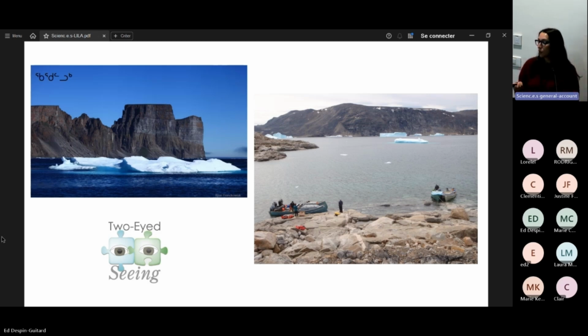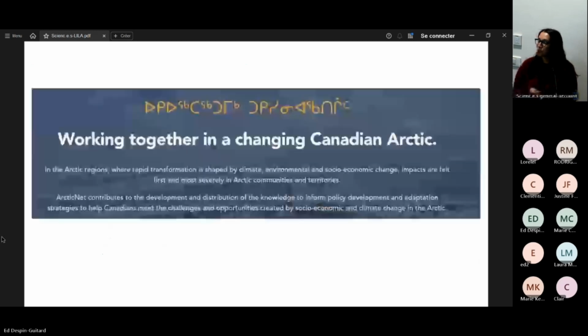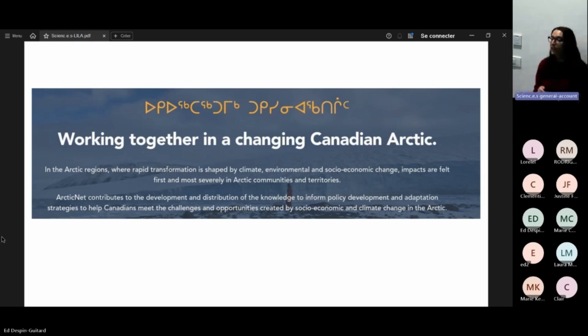I learned a lot as well about two-eyed seeing, which is this idea of using both the lens of Indigenous knowledge and Western science. And I had a lot of opportunities to attend workshops, including one at ArcticNet. And this got me thinking about this idea of the Arctic being a very hot research topic that's very exciting to work on.